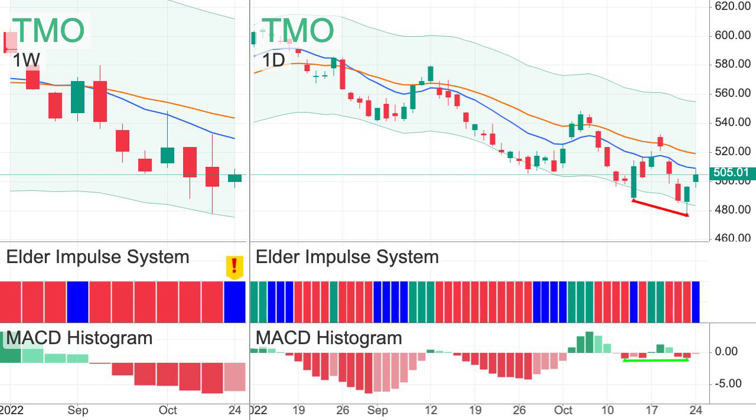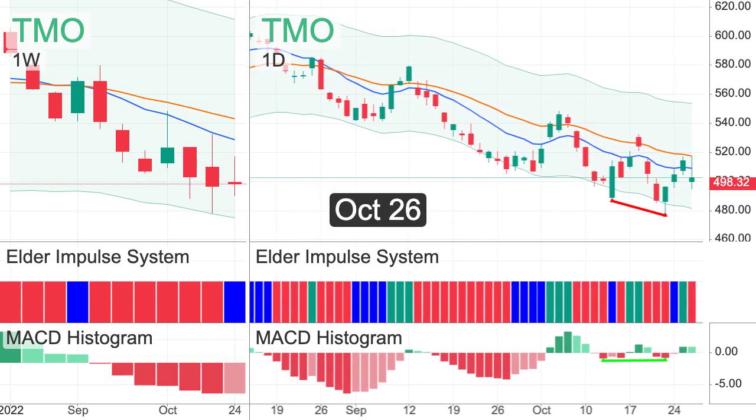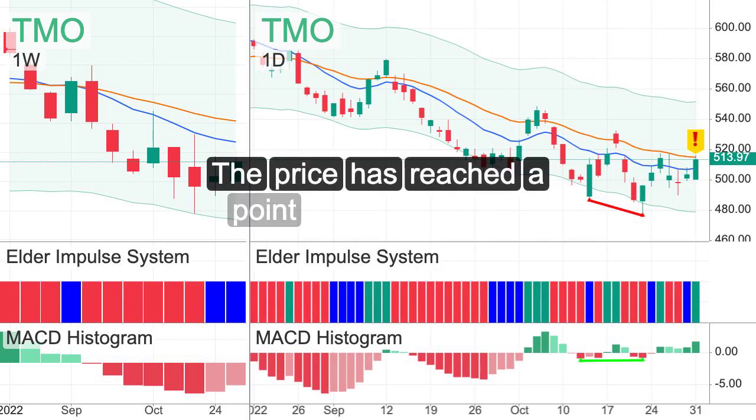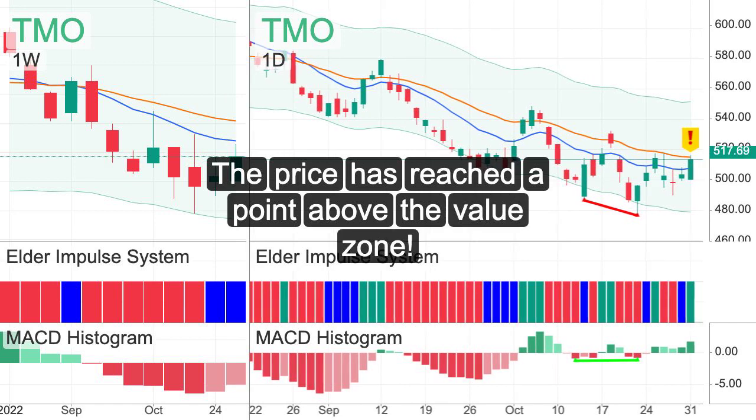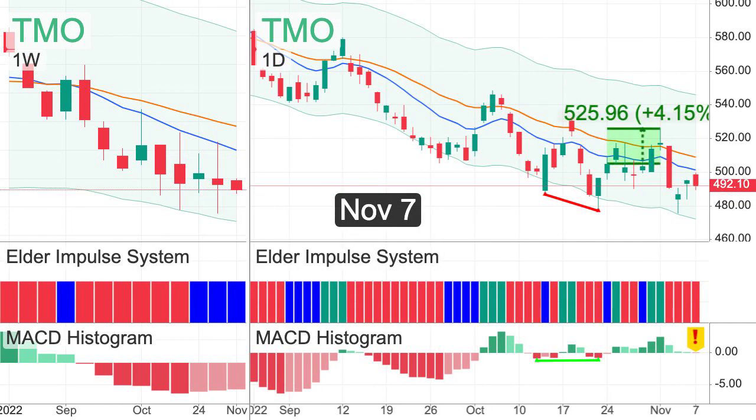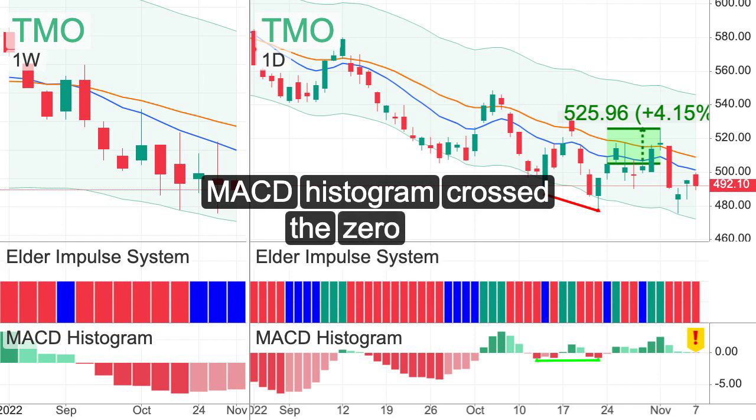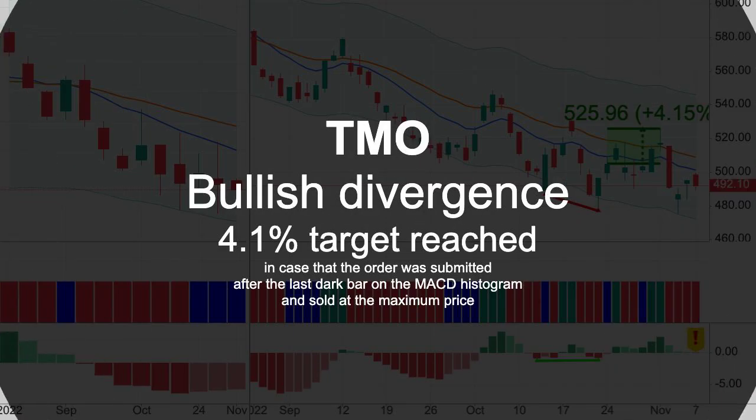There is a blue bar on an Elder Impulse System on the weekly chart. The price has reached a point above the value zone. MACD histogram crossed the zero line. 4.1% target reached.